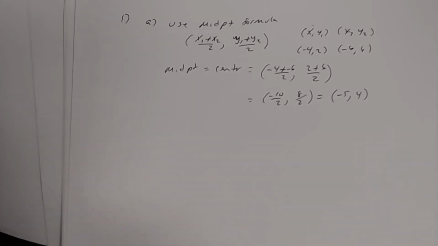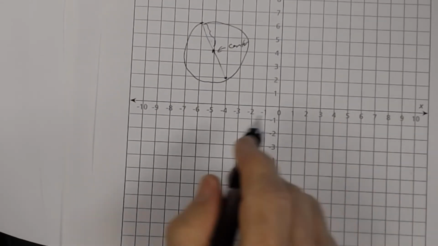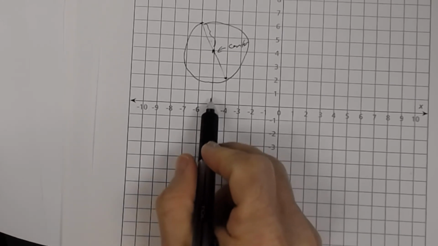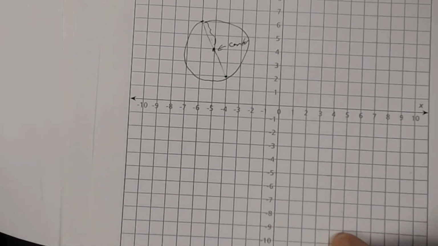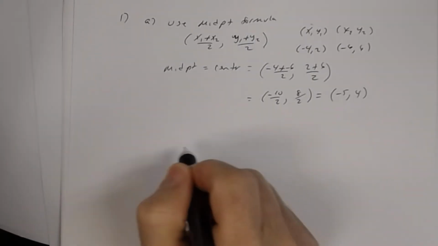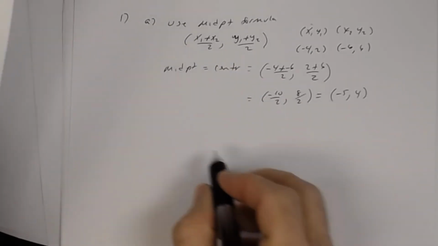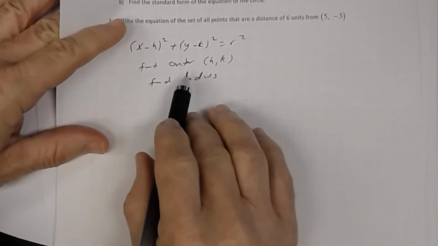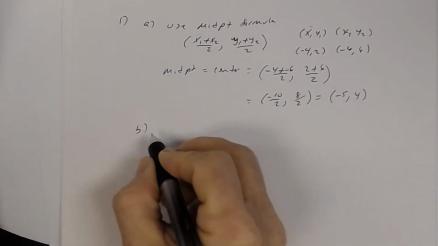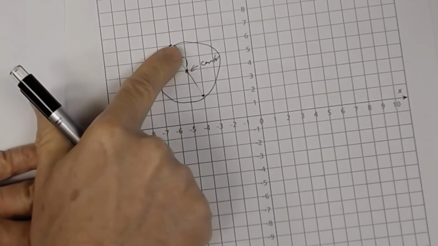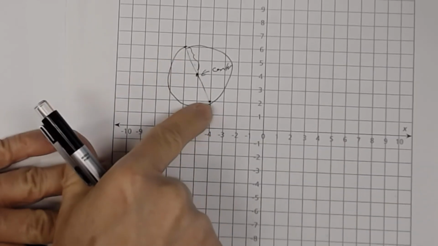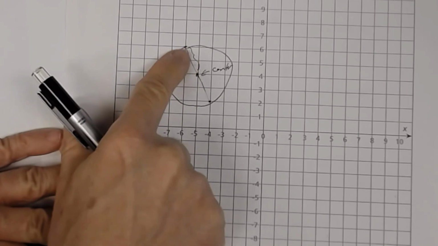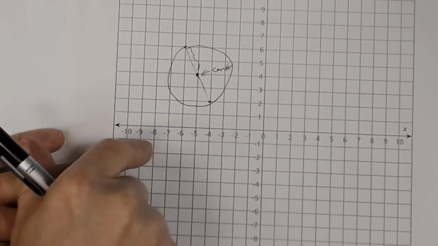If I go back to the circle that I just drew, look, -5, 4. That's the center, -5, 4. So that's part A. Then part B: I found the center, and now I've got to find the radius. So I want you to think about this. If this is the diameter, all I need to do is find the length of the diameter, and then once I find it, I divide that diameter by 2, and that will be the length of the radius.